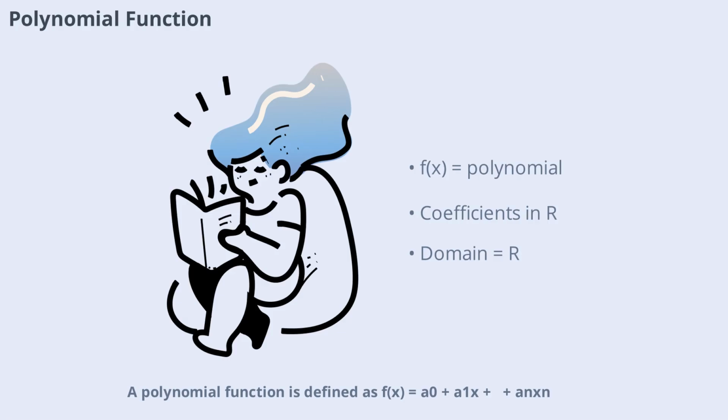A polynomial function is defined as f(x) equals a0 plus a1x plus ... plus anx^n, where the coefficients are real numbers and n is a natural number. These functions are the backbone of algebra and calculus, describing curves and patterns in data. The domain is usually all real numbers.